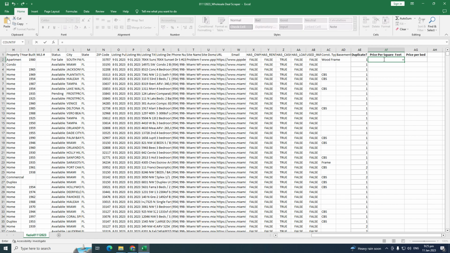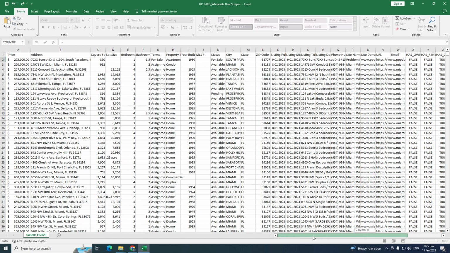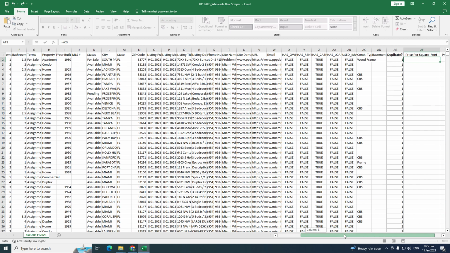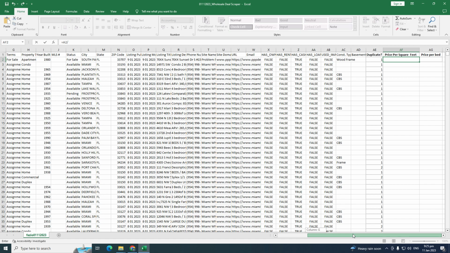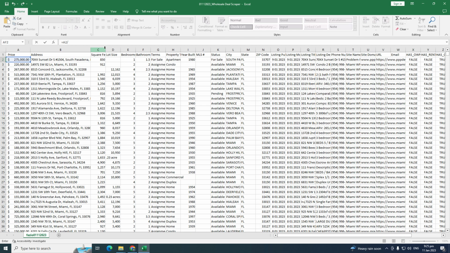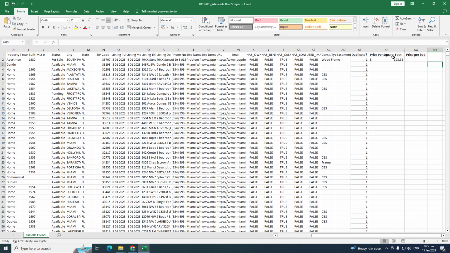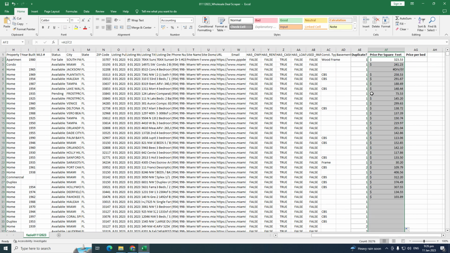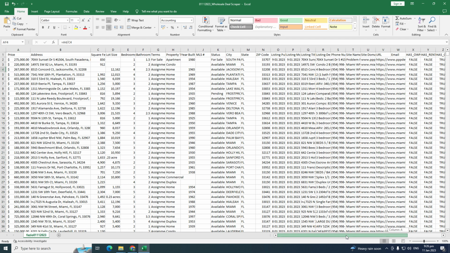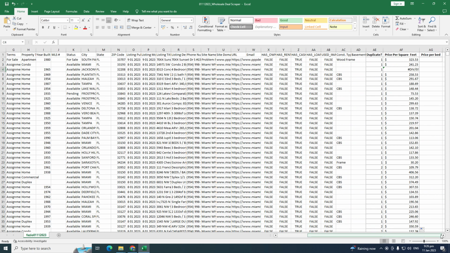So equal, we should find the price. This is the price. Divide by square feet. We should find the square feet here, which is this one. So drag, double click that one. This one, I don't know what the reason is. The reason is there's no number on it, so automatically this is the error.